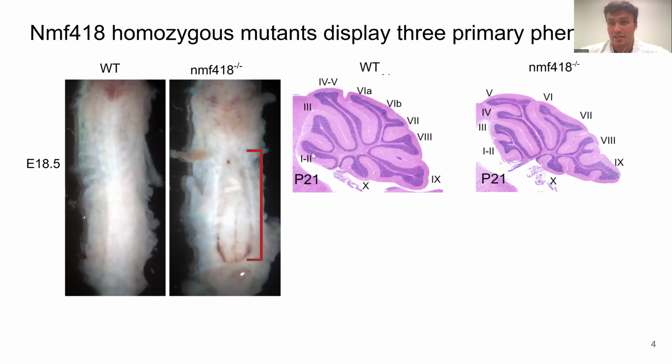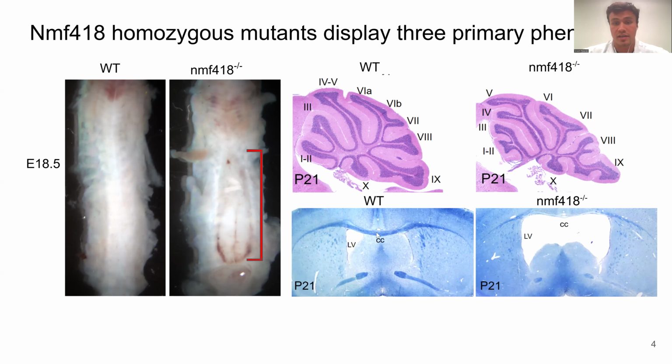The second of these phenotypes is an elongation of the cerebellum, similar to Chiari malformation. So on the left here in the wild type, there is a proper foliation of the cerebellum as indicated in Roman numerals from 1 to 10. We can see that they are ordered relatively well and do not have any elongation along the rostrocaudal axis. But in the NMF418 homozygous mutant mice, we see that there is elongation along the rostrocaudal axis, and that the foliation in the cerebellum is not as ordered as it would be in the wild type mice.